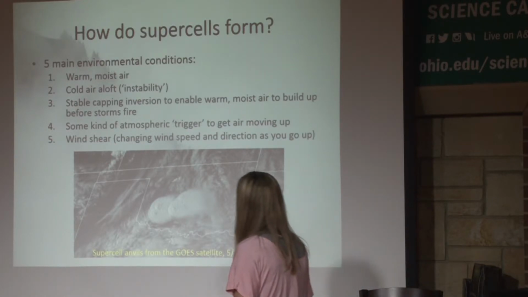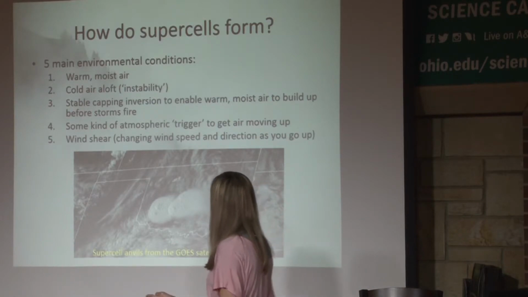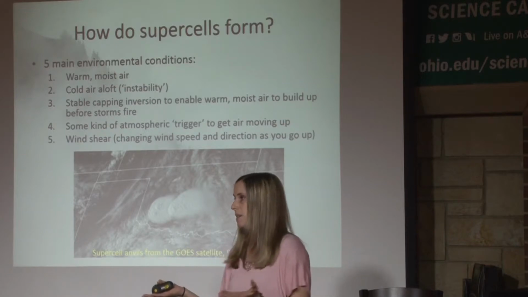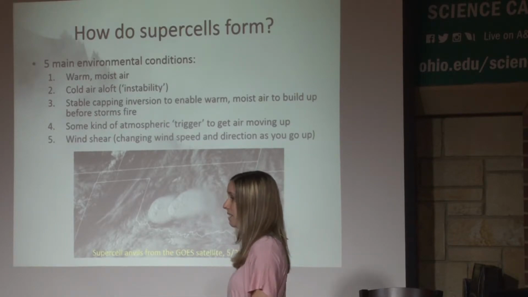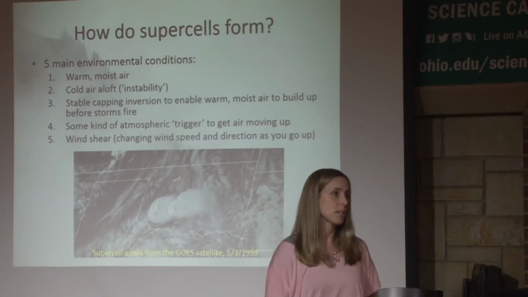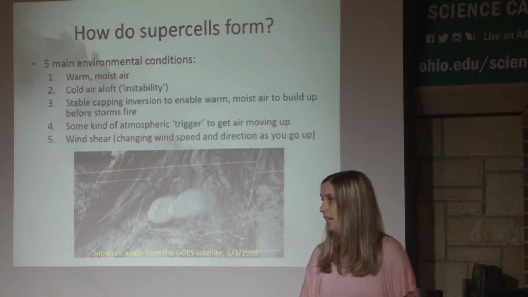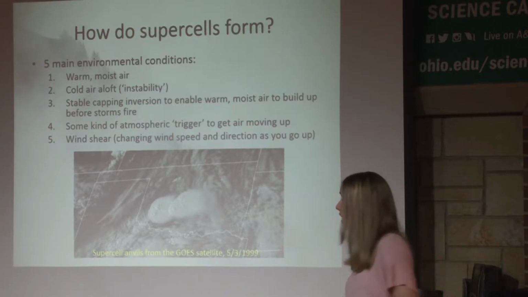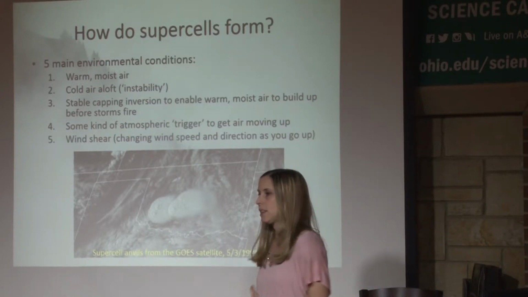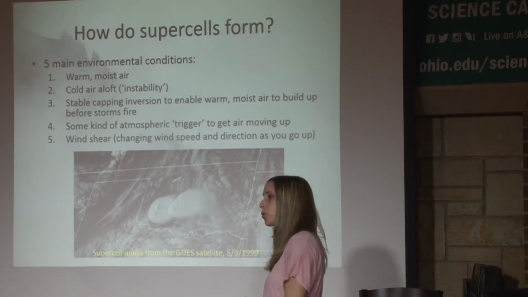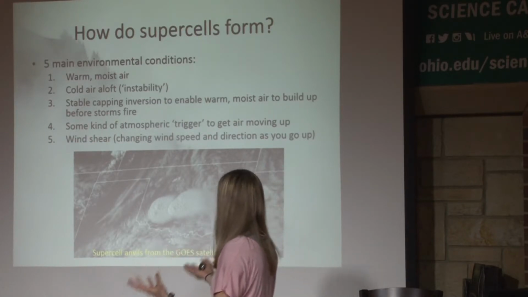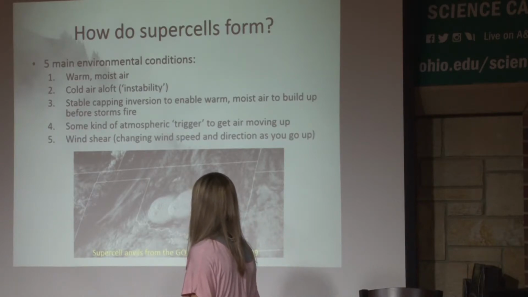Then fourth, if we have this stable layer above the surface, we usually need to have some kind of upward moving mechanism to get that air in motion, to get it past that stable layer. This can oftentimes come in the form of a surface boundary like a dry line, which is a boundary between warm, moist air and hot, dry air. Oftentimes you can also get features aloft, like a small little trough or a little area of energy aloft that gets air moving up to begin with to overcome this little small stable layer.